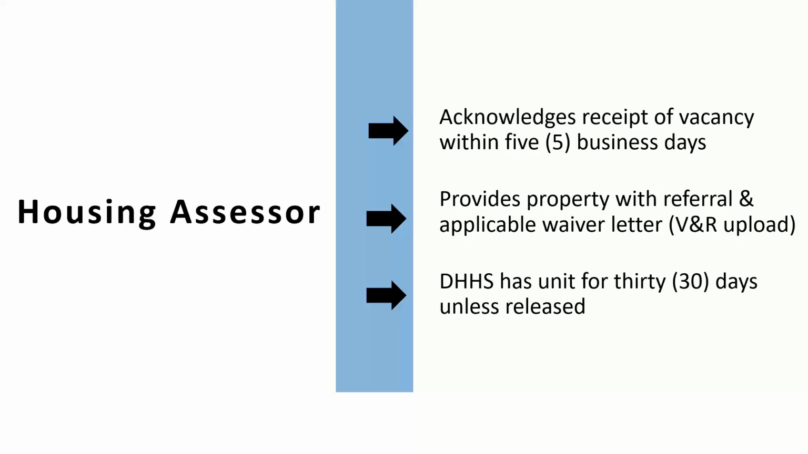Once you've entered the vacancy, the housing assessor will acknowledge that they have received the vacancy within 5 business days. They will also provide the property with a referral and upload any applicable waiver letter into the system, as well as the letter of referral. And DHHS has the unit for 30 days unless they release it. Hopefully, they will have a referral for you at the time that you provide them a vacancy notification. But again, regardless of whether or not they provide you a referral, they have access to the unit for 30 days.